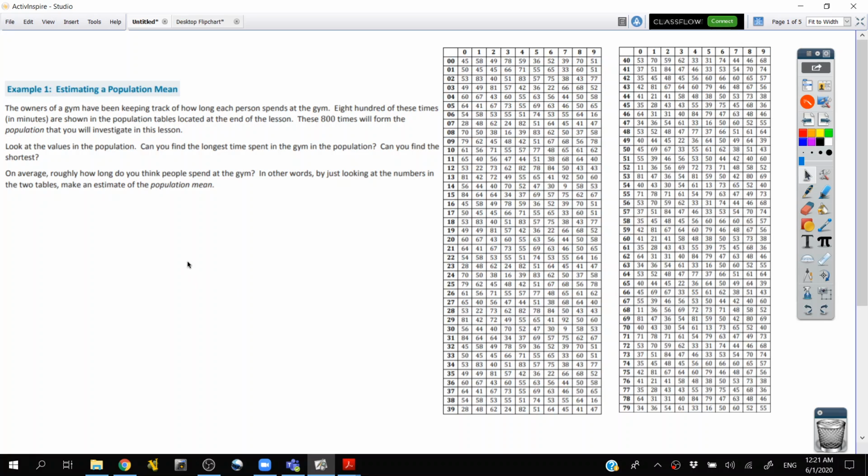And in this activity, we're talking about this data set that you see over here, and we give the context over here. It's the same context when you begin today's assignment, you'll see. So the owners of a gym have been keeping track of how long each person spends at the gym. 800 of these times in minutes are shown in the population tables located right over here to the right. So these are 800 times that people have spent.